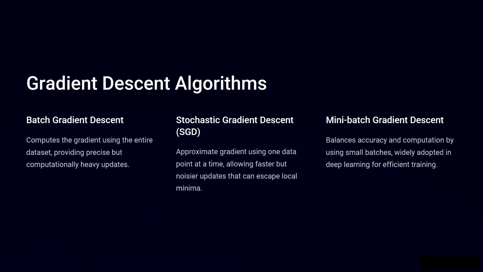Gradient descent algorithms. Batch gradient descent computes the gradient using the entire dataset, providing precise but computationally heavy updates. Stochastic gradient descent approximates the gradient using one data point at a time, allowing faster but noisier updates that can escape local minima. Mini-batch gradient descent balances accuracy and computation by using small batches, widely adopted in deep learning for efficient training.